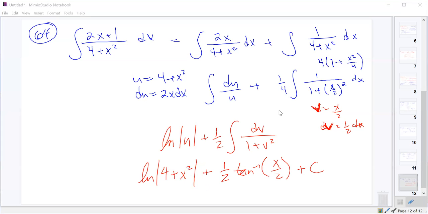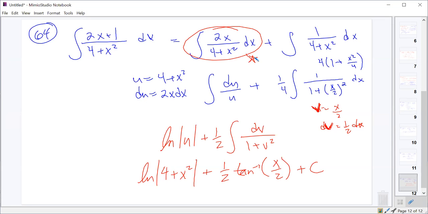Why did I split it into 2? I split it into 2 just because I noticed that if I let u equal x squared plus 4, du could be 2x dx, but I don't have 2x, I have 2x plus 1 dx. And so if I split it into the two, I can deal with all of this and get myself a simpler integral as the rest of it to deal with.